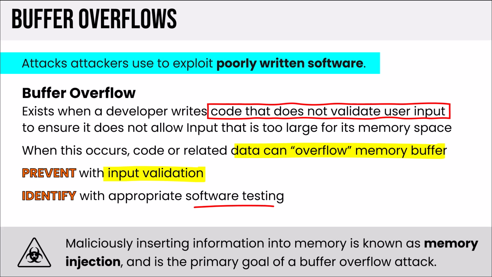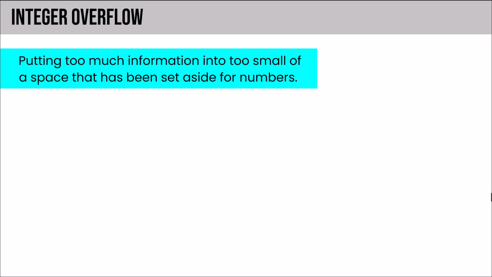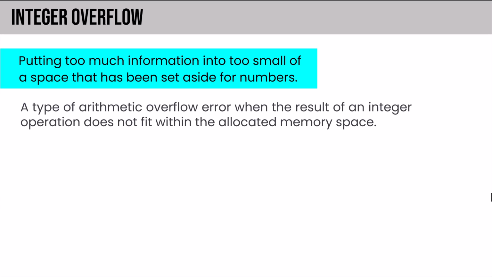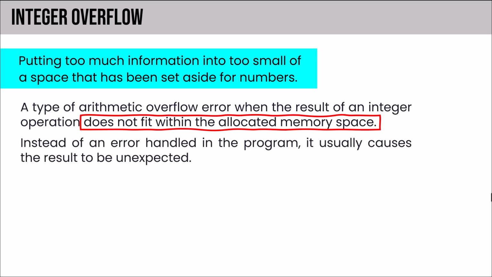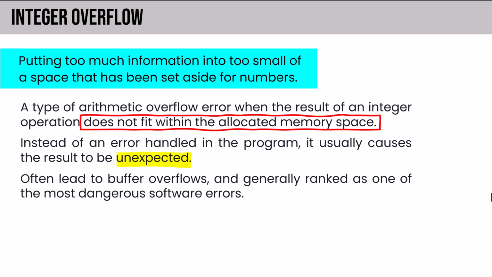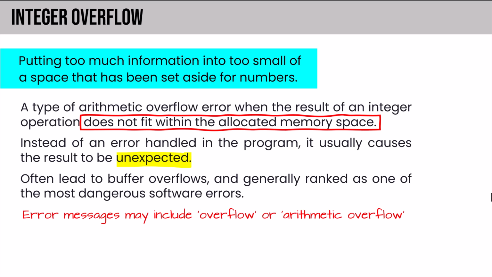Maliciously inserting information into memory is known as memory injection, and this is the primary goal of a buffer overflow attack. One version of the buffer overflow is the integer overflow, which involves putting too much information into too small of a space that has been set aside for numbers. It's a type of arithmetic overflow error when the result of an integer operation does not fit within the allocated memory space. Instead of an error handled in the program, it usually causes the result to be unexpected, and this often leads to buffer overflows and is generally ranked as one of the most dangerous software errors. Your error messages may include overflow or arithmetic overflow.